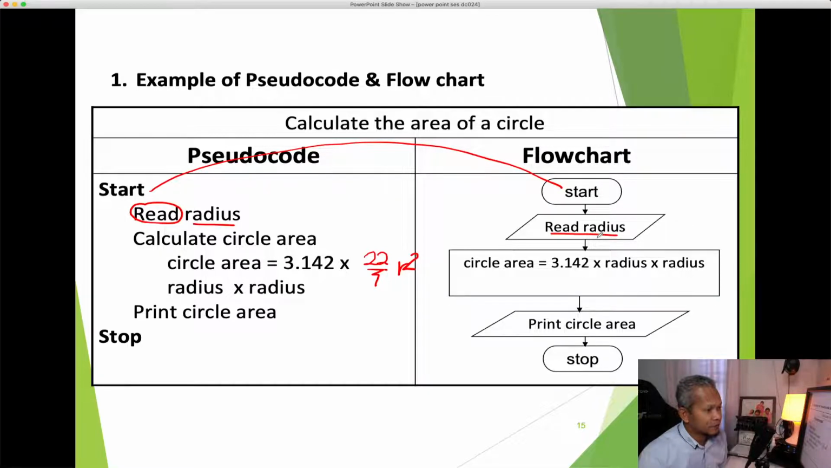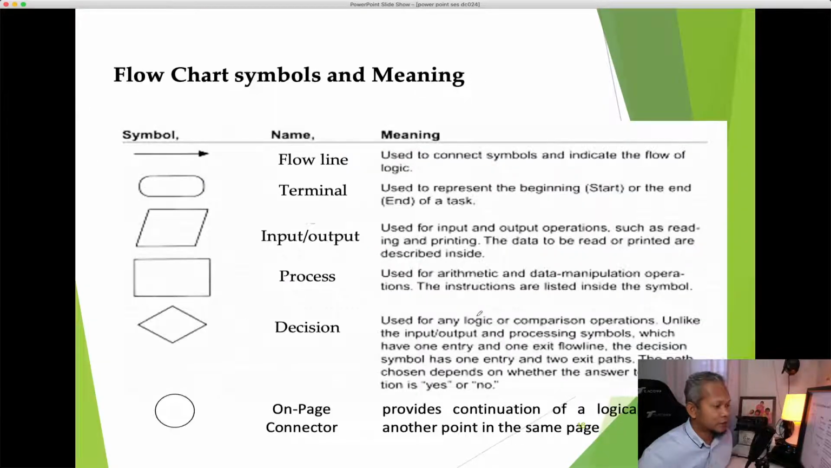And then this parallelogram is to represent input or output. So that's why you need to write read, enter, input, or get to represent the input. So beware, don't put any wrong verb, or you will get minus marks.